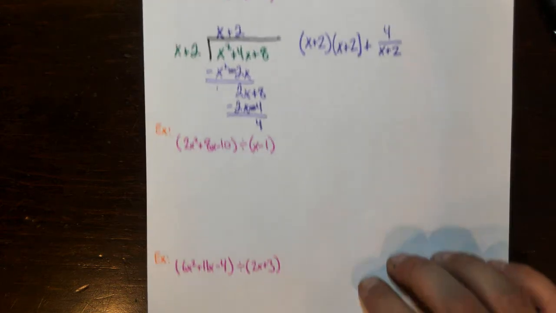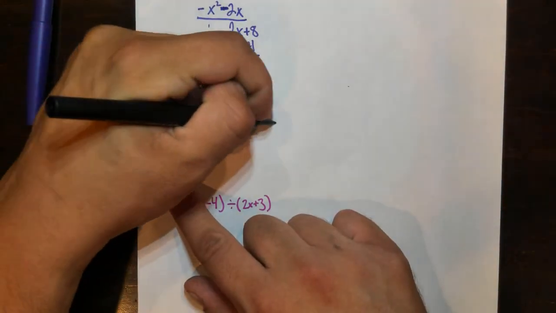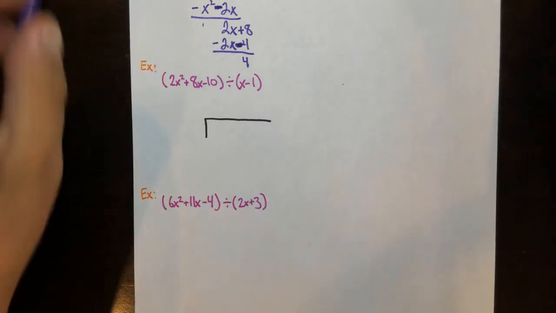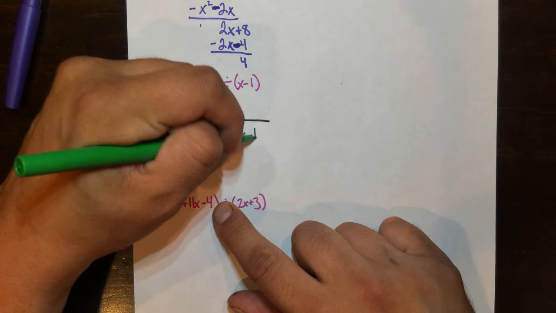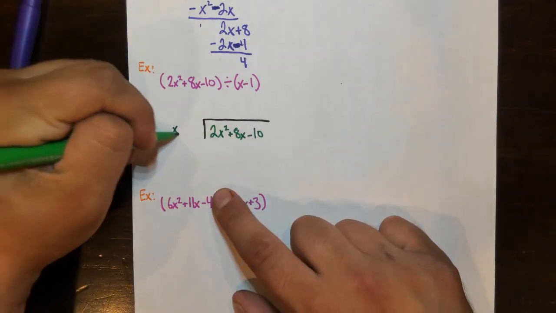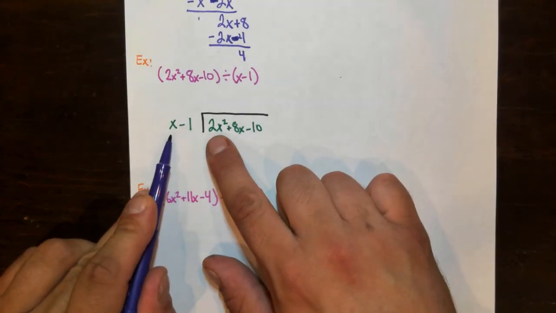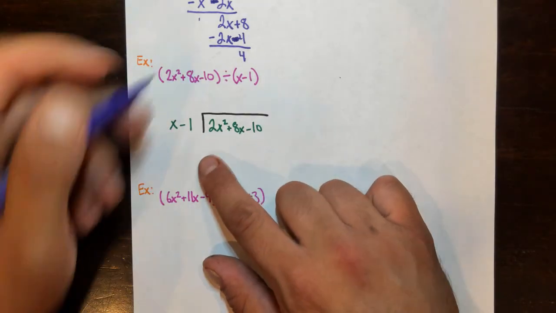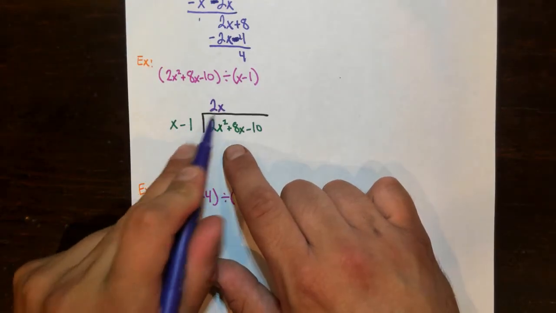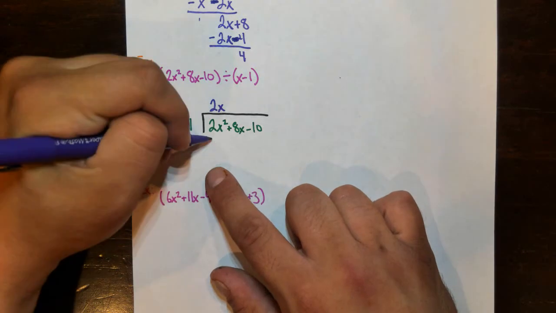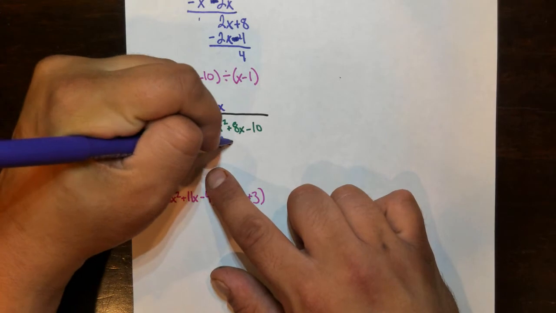Okay, let's take a look at this next example. So we have 2x squared plus 8x minus 10, and we're dividing by x minus 1. So again, I'm going to look at the first two terms. x times what gives me 2x squared? Well, that's going to be 2x. And now I'm multiplying this to this. So 2x times x is 2x squared. 2x times minus 1 is minus 2x.